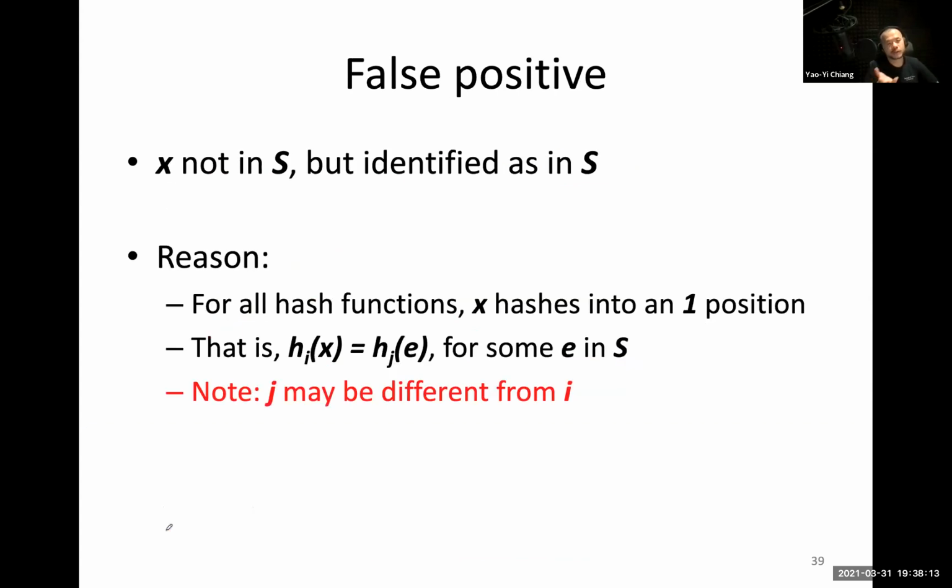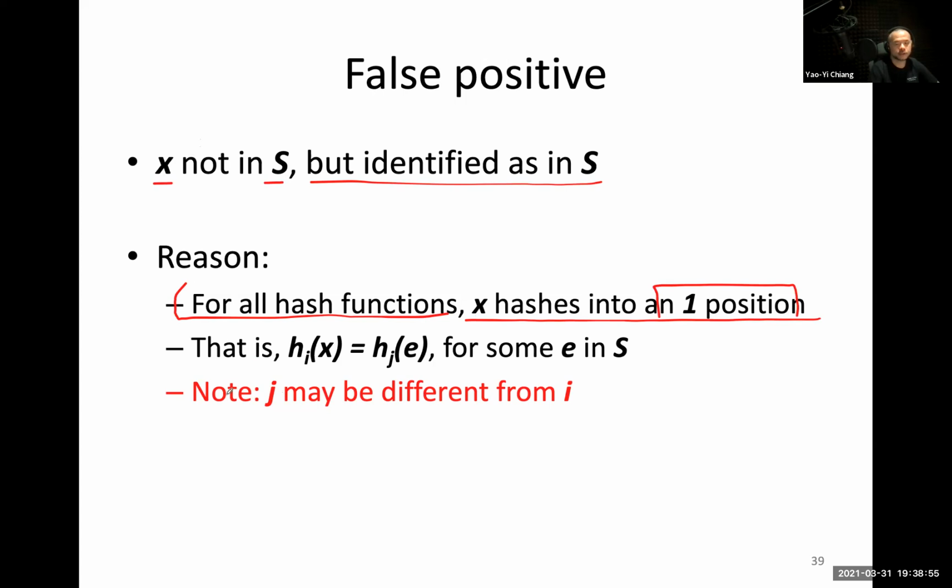And whenever we have false positives, we want to understand the reasons for them, and what the false positive rate would be based on the settings or parameters of your algorithm. In the case of a Bloom filter, a false positive is the case where X is not in your set S, but is identified as in S. The reason is that for all hash functions, your X hashed into a position that was already 1. So this means a collision has happened.